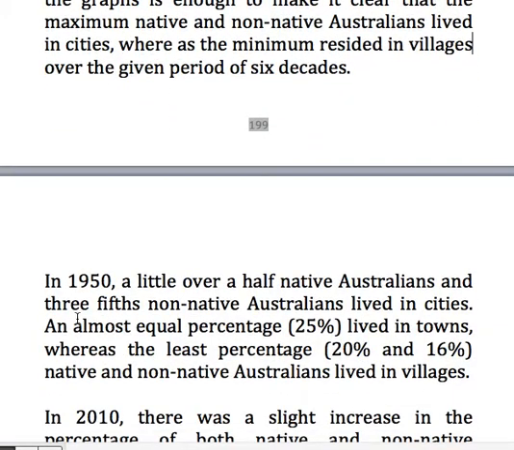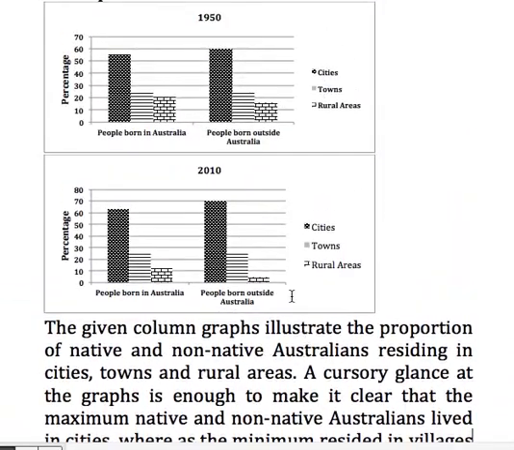In 1950, a little over a half native Australians and three-fifths non native Australians lived in cities. So here it is a little over a half. It's 50, so little over a half, and this is non-native. This is three-fifths. 60 is three-fifths. So three-fifths lived in cities.